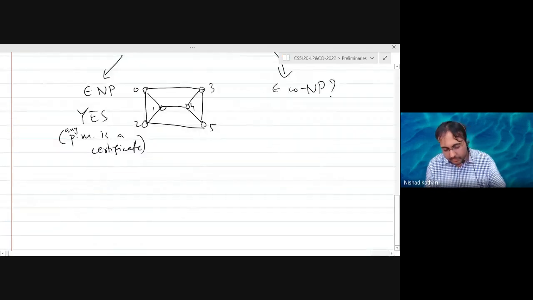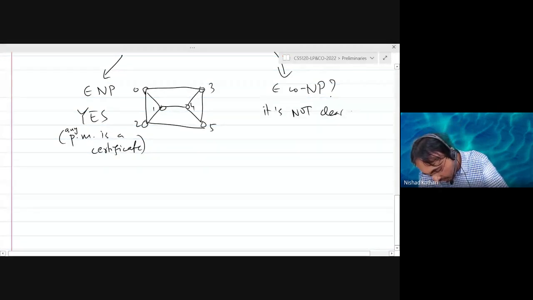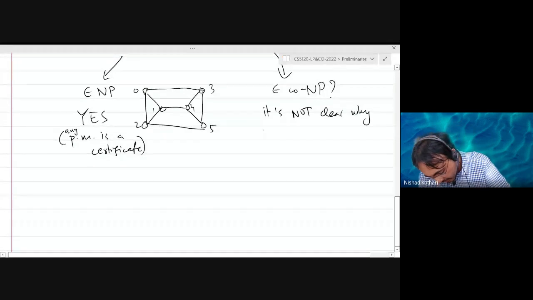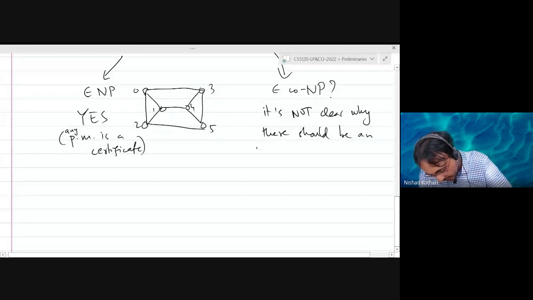So the point I want to make is that without theorems that do exist, it's not clear whether this problem is in co-NP. It's not clear why there should be an efficiently verifiable certificate.